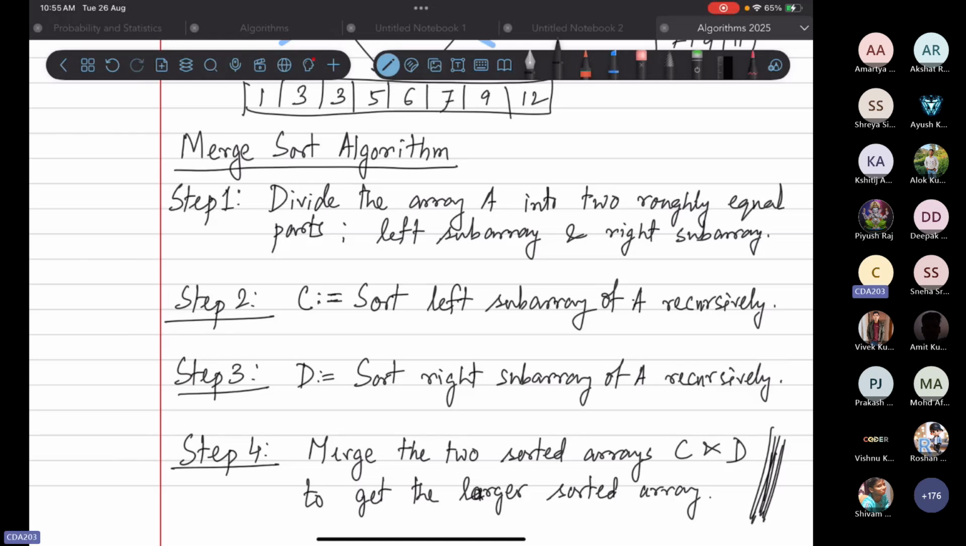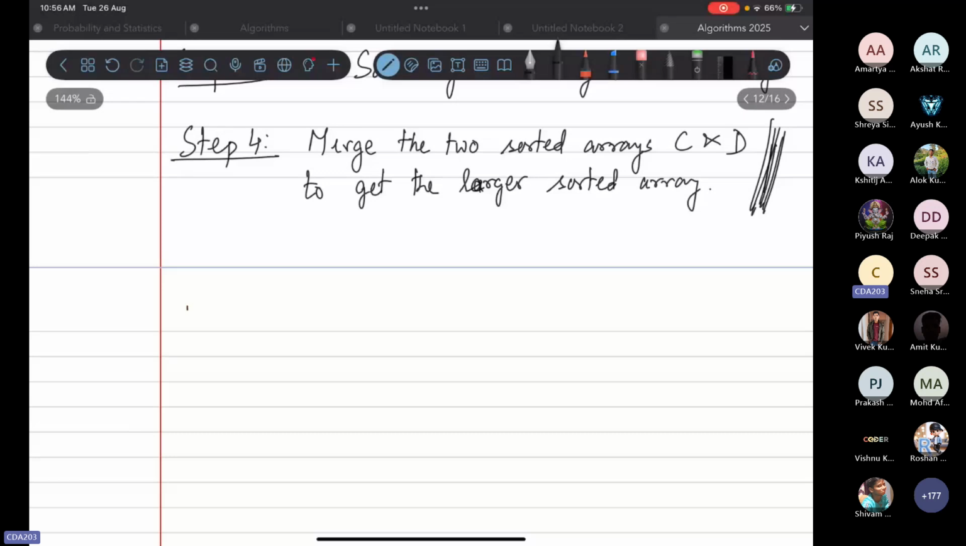Is this okay? Any questions till this point? How to merge two sorted? Yes, I'll explain, as I said. If this part is clear, then I'll move to the details of step 4. So let me now explain step 4 in detail.